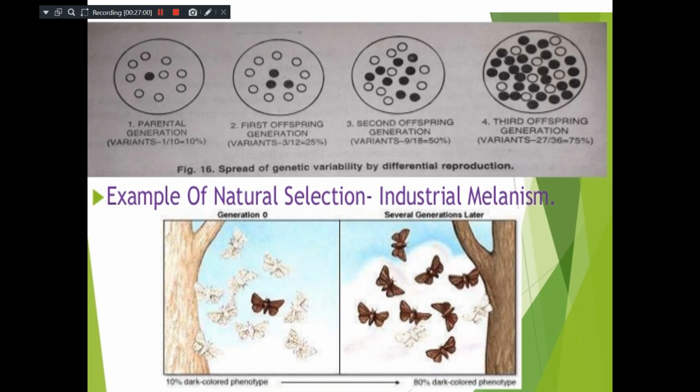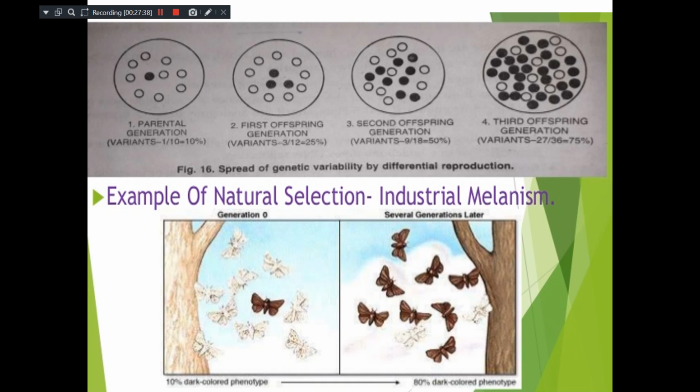In this grey background, black colored or dark colored pepper moths were easily sighted by the predators. As a result, predators used to pick up these dark colored pepper moths because they couldn't camouflage themselves. In a grey background, these can be easily spotted. As a result, the dark colored pepper moths were very few, only 10% of the population, and 90% were grey colored.